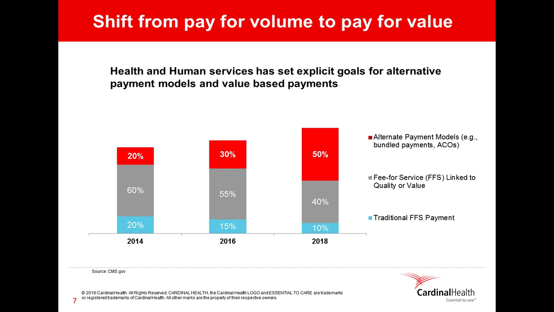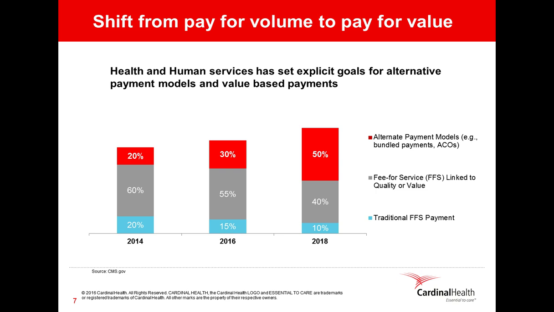And why is this shift happening so fast? It goes back to the Affordable Care Act. And the Affordable Care Act gives the Department of Health and Human Services the authority to expand payment and delivery models without necessarily needing congressional approval. So that's why it's moving so quickly. The only caveat is that these models must reduce the growth of healthcare spending without lowering quality. So in other words, these models must improve care without increasing spending.